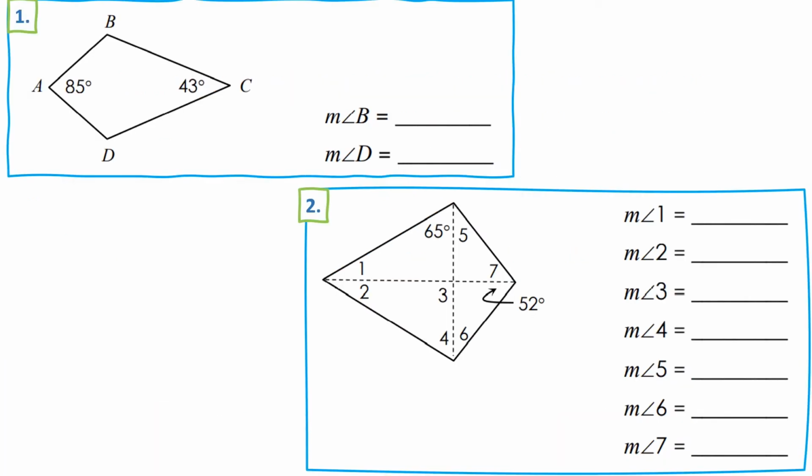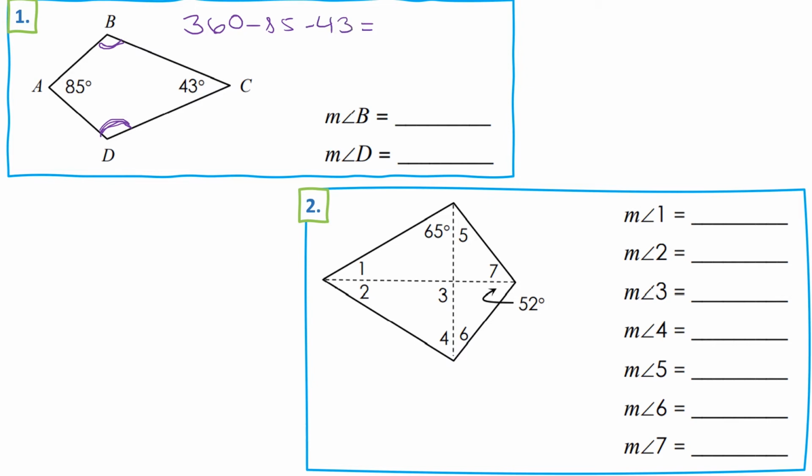Let's take a look at these two examples here. Our first example, we want to find the measure of angles B and D. Since kites are quadrilaterals, the sum of the interior angles in a quadrilateral is always 360 degrees. Now, since I know that all angles together, angle A, B, C, and D would have to equal 360, I could find the measure of angles B and D because B and D would be congruent according to our properties given. All right. So I'm going to subtract 360 minus 85 minus 43.